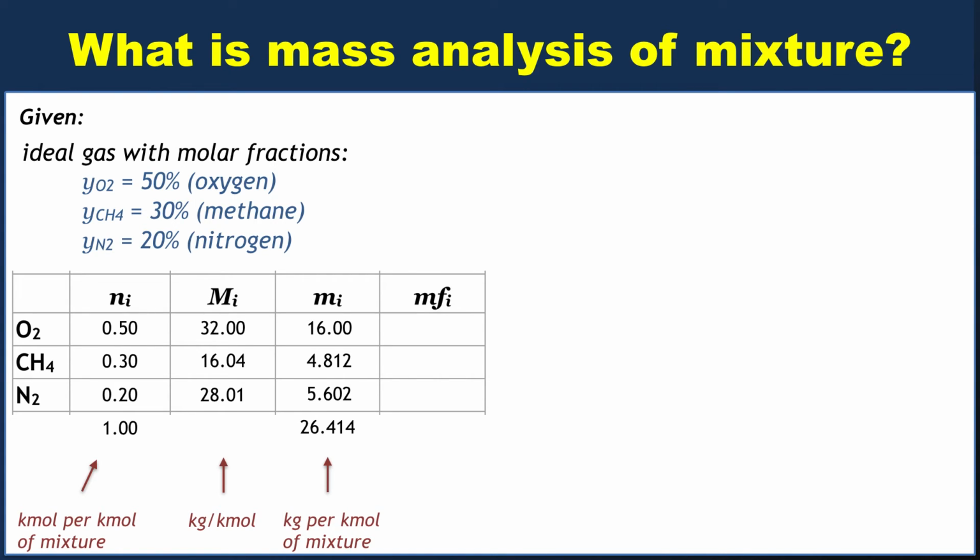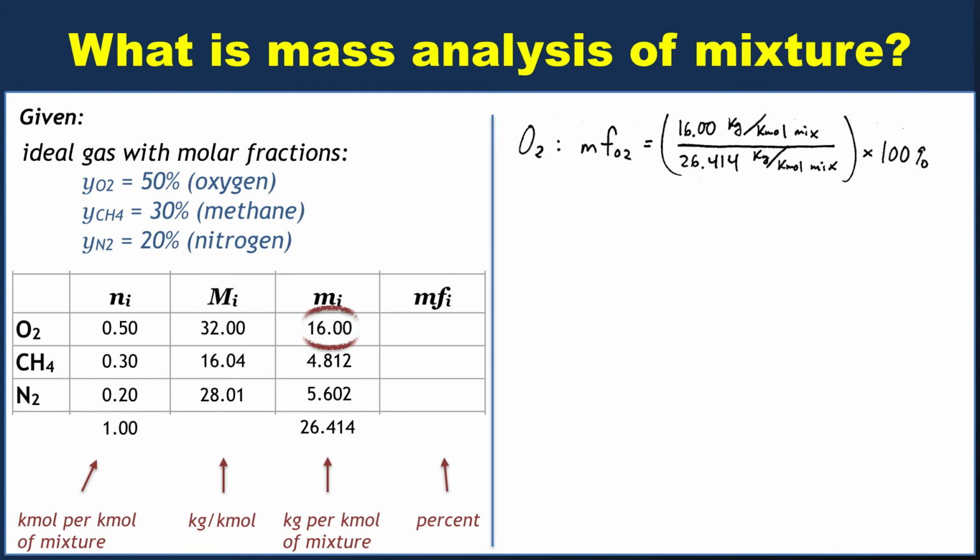Ultimately, what we want to know is relatively how much mass does oxygen make up for this mixture compared to methane, compared to nitrogen. So to calculate the mass fraction as a percent, we'll treat oxygen first. What I'm going to do is take the ratio of this value, little m for oxygen, divided by the total sum of all the little m's for all three components in our mixture. So we do that and then multiply by 100%. So it's just 16 divided by 26.414. You'll see the units cancel. We're getting out a unitless fraction. Multiplying it by 100% will give us a percent out. So we do that, and we find that the mass fraction for oxygen is 60.57%.